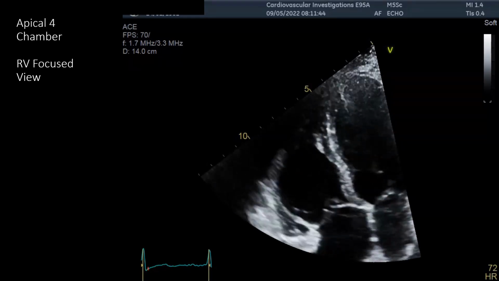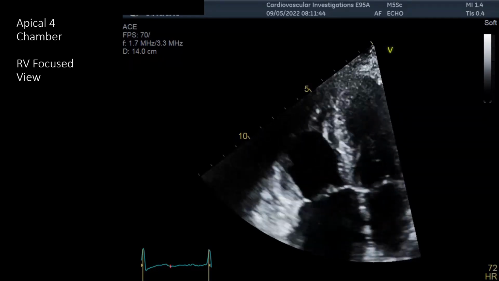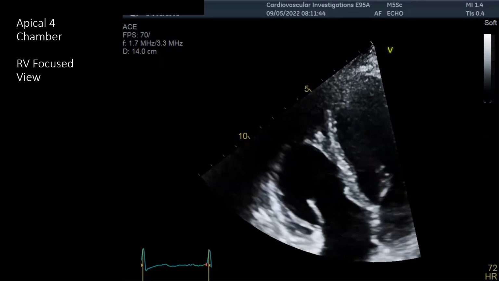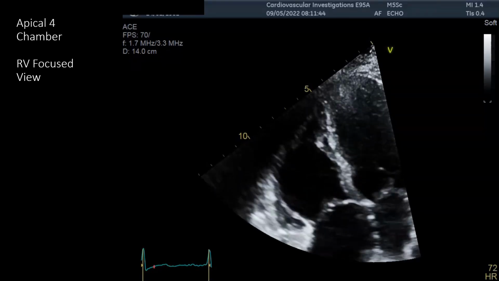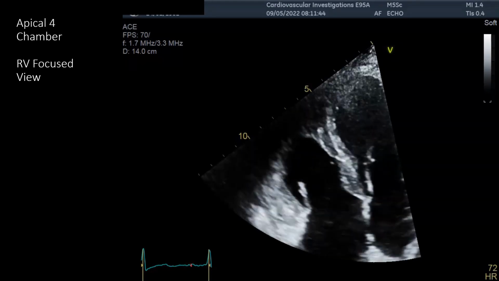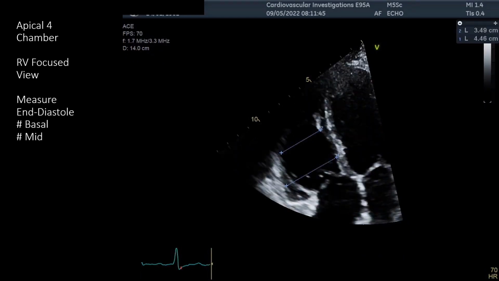A slightly more RV focused view at a shallower depth. So we're looking specifically at the right ventricle now and maximizing the view of that chamber. With that enhanced view, we can freeze the image and make some measurements of the diameter or dimension of the right ventricle at the basal and mid points.